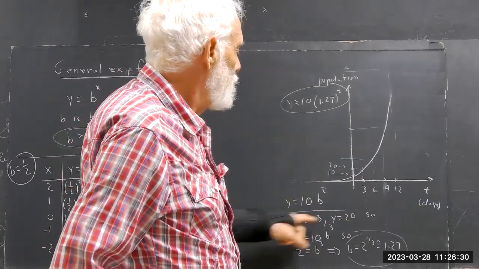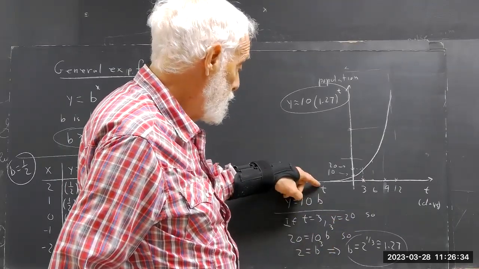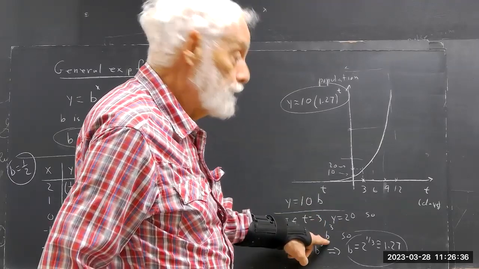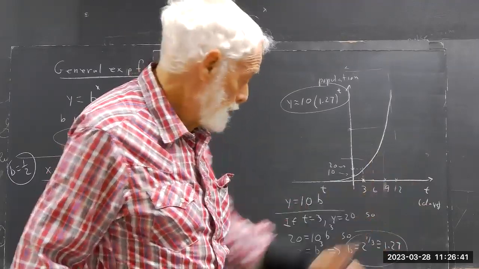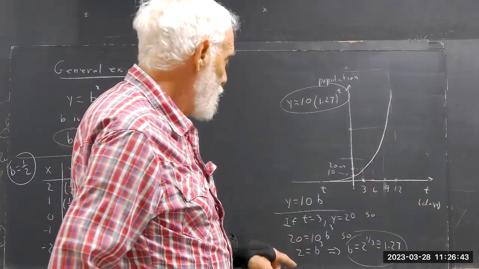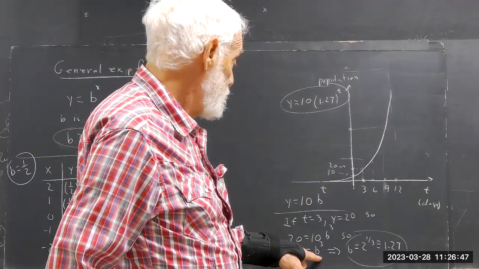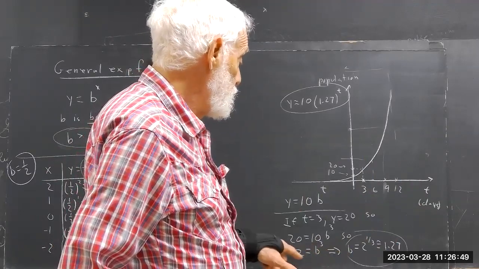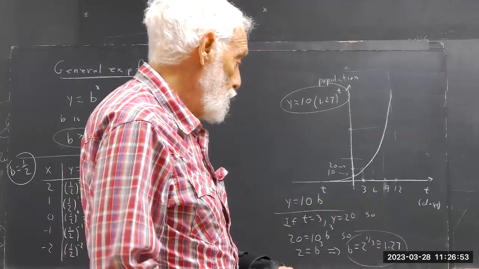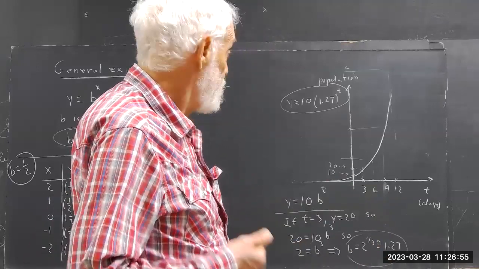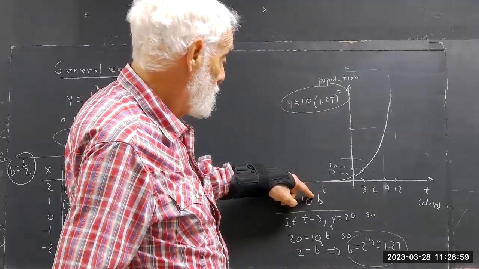Okay, if this is solved, then we can put that y equals 20 here and the t equals 3 here, and we get this equation that we can solve for b. That's an easy equation to solve for b if your algebra is reasonable. Divide both sides by 10, and we get 2 equals b to the third. And if b to the third is 2, then b is 2 to the 1/3, which I estimated to be about 1.27.